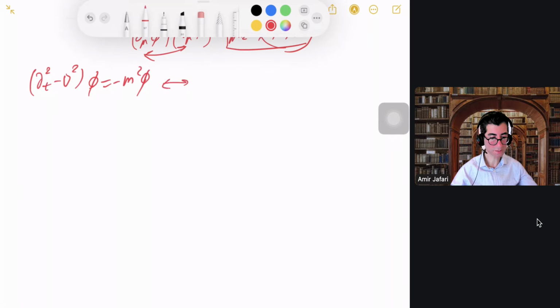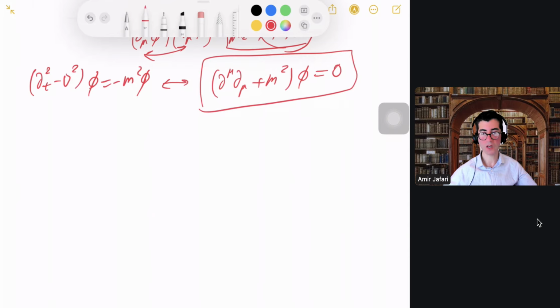Again, in natural units, the speed of light and Planck's constant are unity. Okay, this is the Klein-Gordon equation, in a more grown-up way. No one writes c and h-bar or time derivatives in quantum field theory. So it's very common to use this relativistic notation and also to work in natural units.